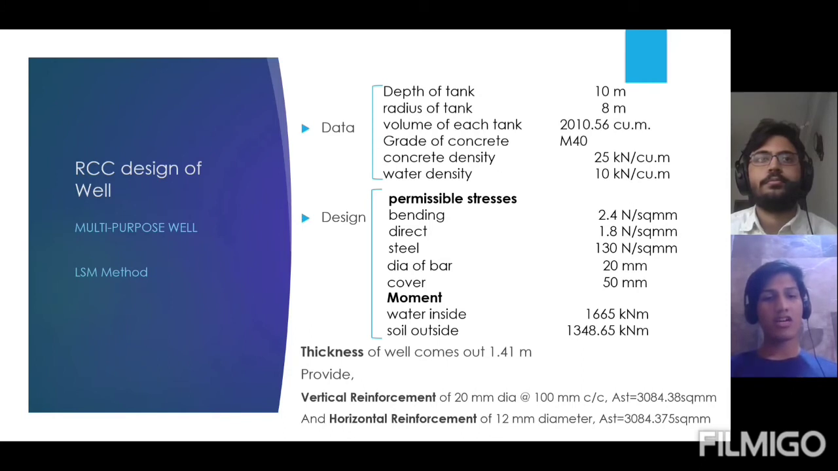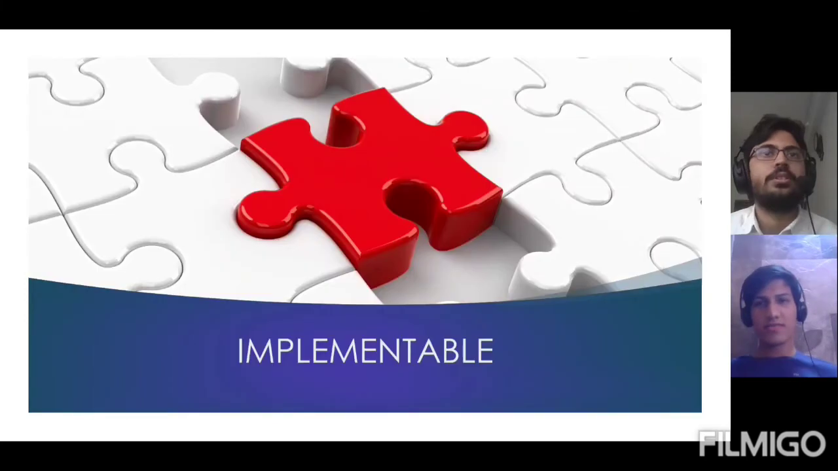We have calculated the vertical reinforcement. The area, that is Ast, will be 3084.38 square mm, through which we will get spacing of 100 mm center to center. And for horizontal reinforcement, the area will be 3084.38 square mm, and we will be taking diameter as 12 mm. Further will be continued by my colleague Akshat.